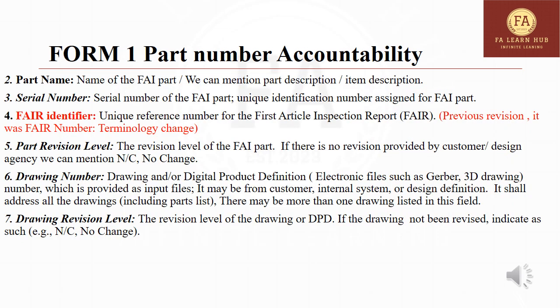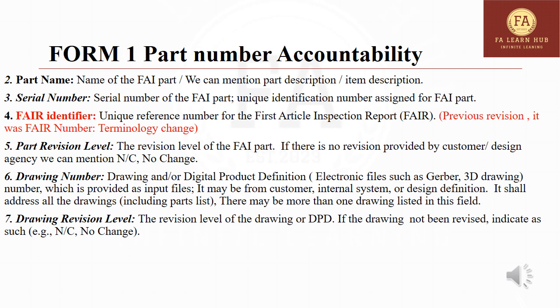The second field is part name, the name of the FAI part. We can mention the part description or item description. The third one is serial number, the serial number of the FAI part. Serial number in the sense, for each FAI part, if I am doing one FAI part, we are assigning one unique identification number to that particular part. If we are doing two FAI parts, there should be two serial numbers. If three, there shall be three serial numbers. So for each part, each quantity of part, we are assigning one unique number. That number shall be reflected in the serial number column or field.